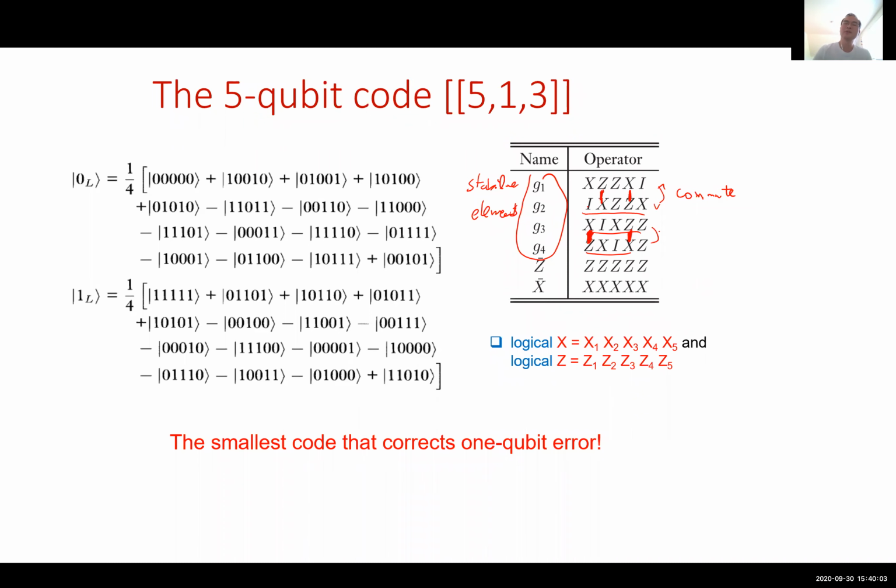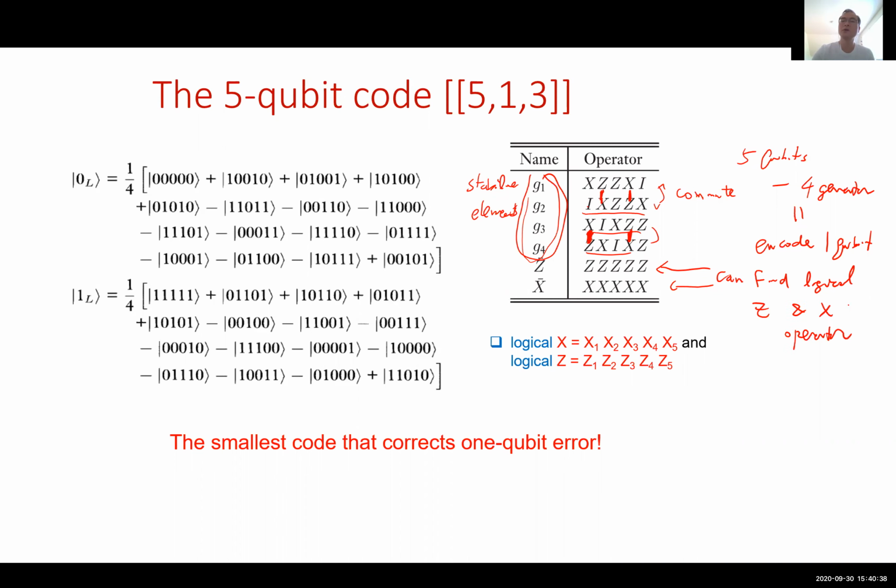Okay, and using the formalism we just discussed, once you have these four, that's 5 qubits, right? And you have 4 generators, so that means this encodes 1 qubit, right? And from one of the slides, it shows that you can find logical Z and X operators. The requirement is that these two should also commute with the stabilizers, but they anti-commute with each other, right? You can check that these are all satisfied. So this illustrates the stabilizer formalism.